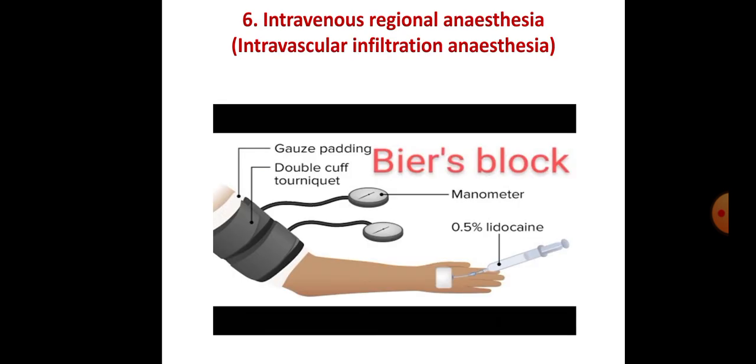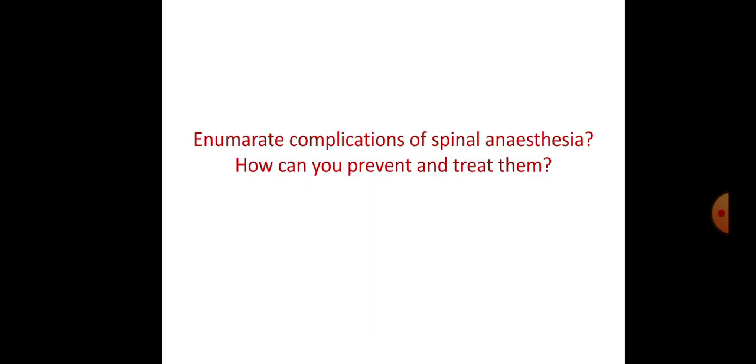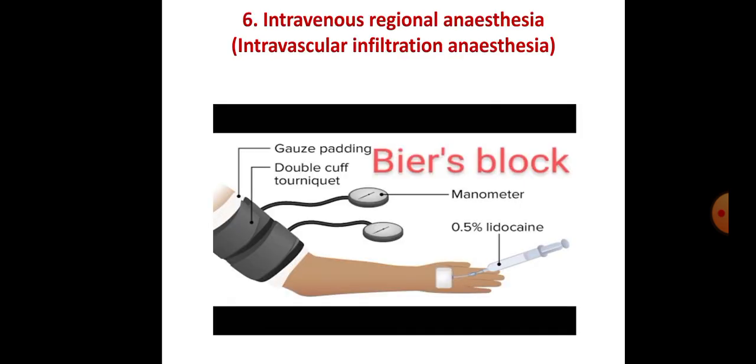Another one is Bier's block. Here we apply a cuff above the place where we have to give the local anesthetic injection. That cuff will be inflated so that the blood supply is stopped at that particular place, and below the cuff which we applied, we inject the anesthesia and do whatever procedures are required. In the lower limb we cannot do this. It is convenient to do in the upper limbs using this Bier's block.